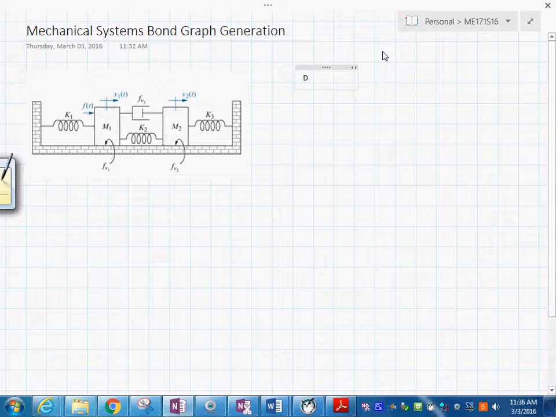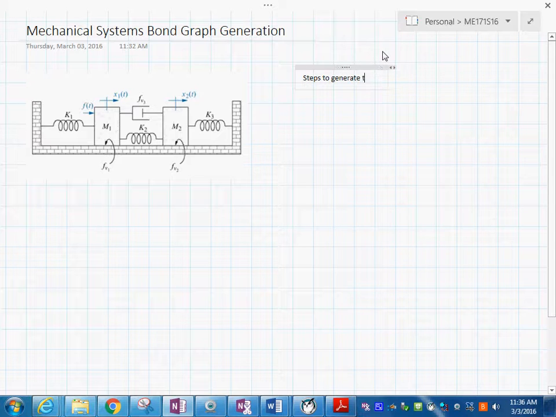Okay, steps. Okay, the very first step is one, I would say, use a one junction for each distinct velocity. I would say including the reference or the wall in this case to make it easy.